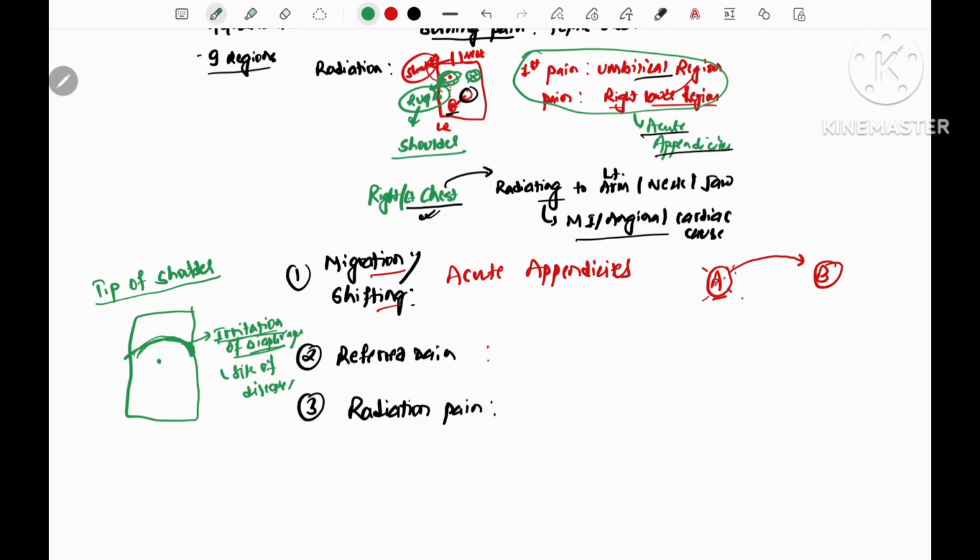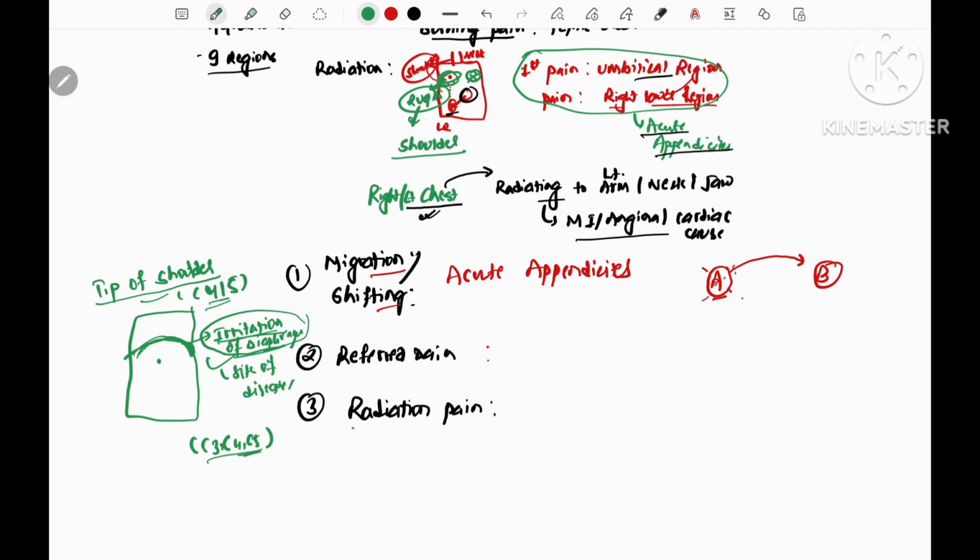And why does this happen? It is because the tip of the shoulder is supplied by C4 and C5, and the diaphragm is supplied by C3, C4 and C5. So the dermatome is the same, C4 and C5. The brain fails to differentiate where the pain is coming from, so the pain is felt at the tip of the shoulder due to C4 and C5.